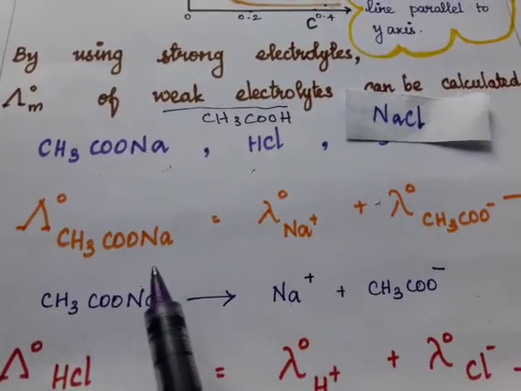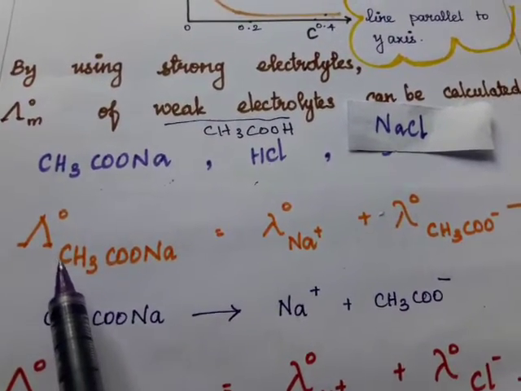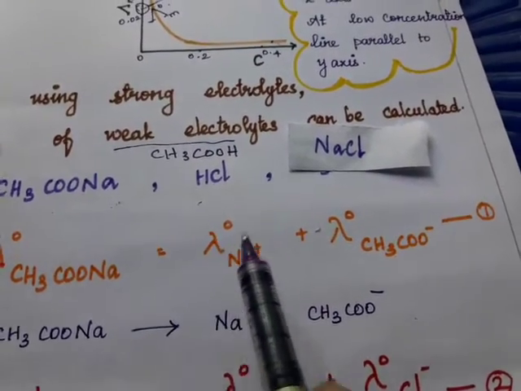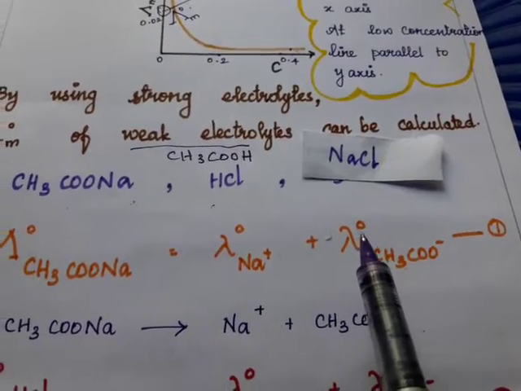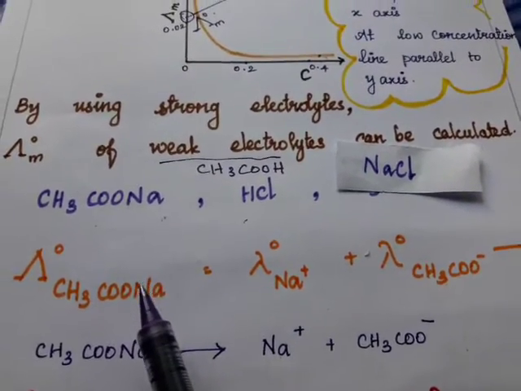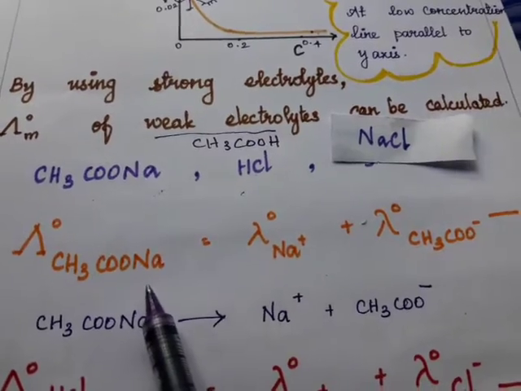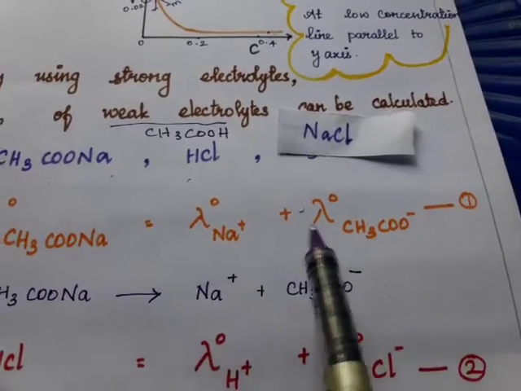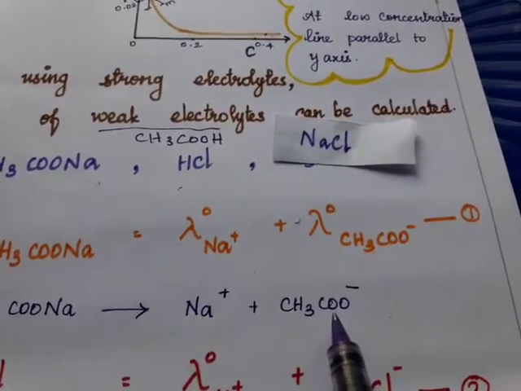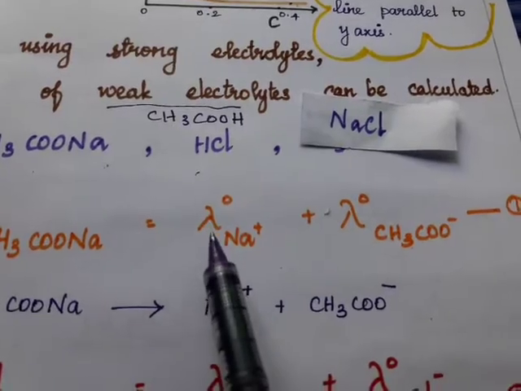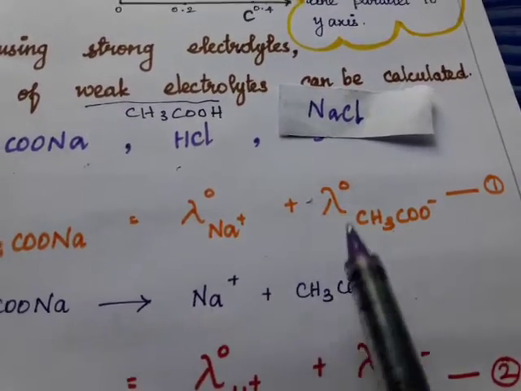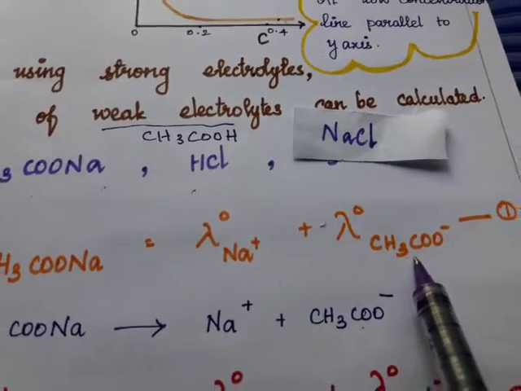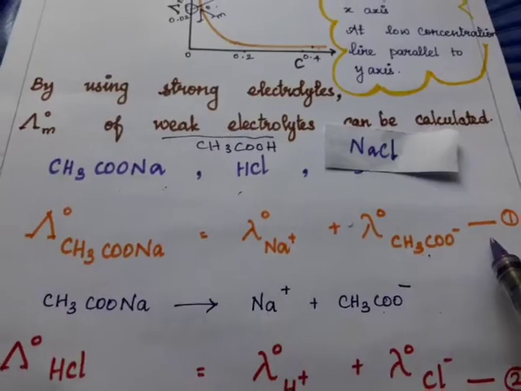As per Kohlrausch law, we know that the limiting molar conductance of the salt is equal to the sum of the limiting molar conductance of the constituent ions, right? So the limiting molar conductance of the salt sodium acetate is equal to the limiting molar conductance of Na plus plus the limiting molar conductance of CH3COO minus, the acetate ion. Let me take this as equation number 1, right?